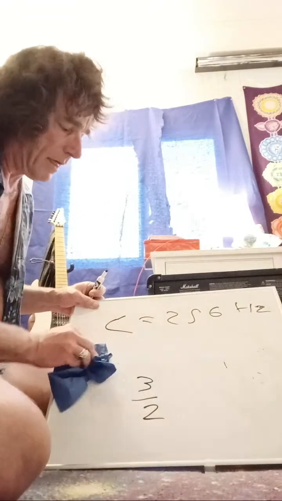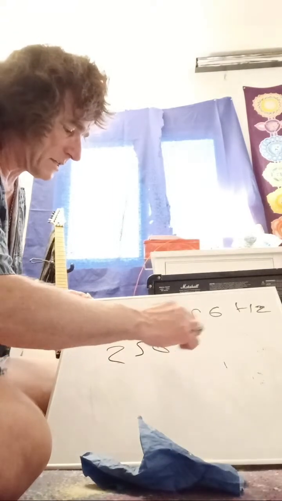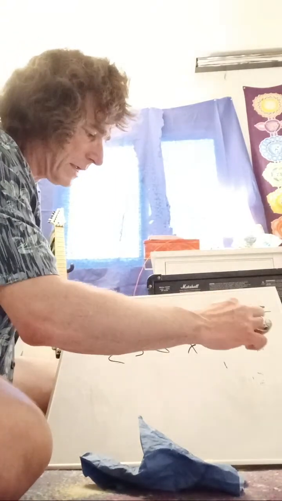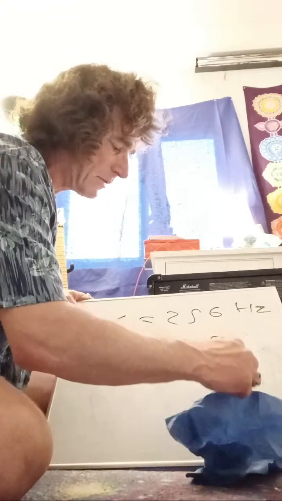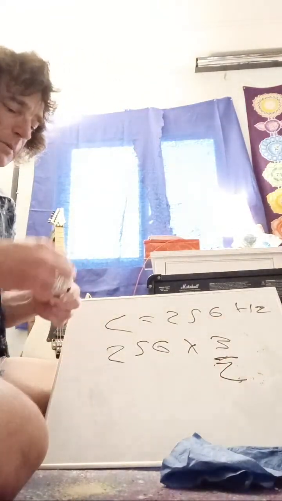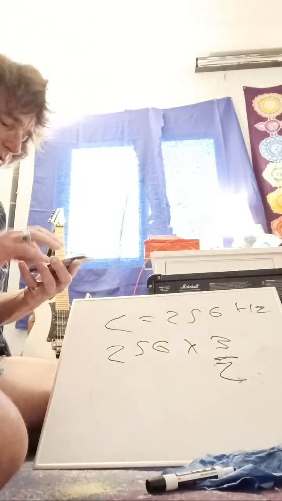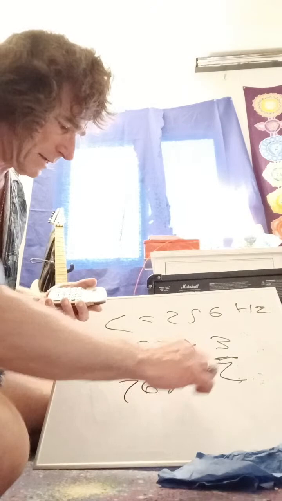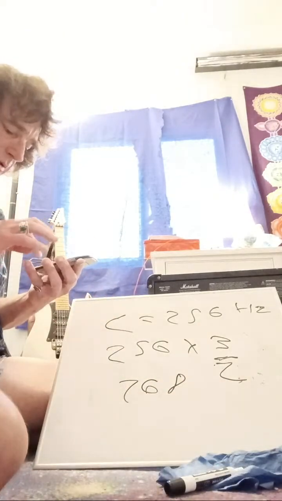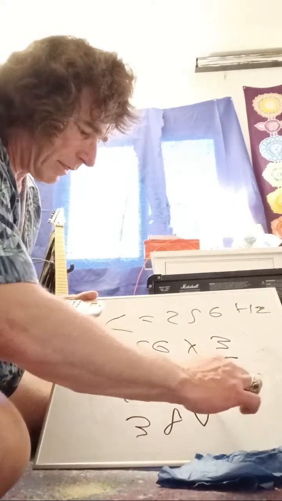So to go from the C to the G, you multiply 256 times 3 over 2. I'm just going to do it with a calculator right here because I didn't plan. I don't have any of this prepared. I'm just going to do it by the seat of my pants here. First, let's do 256 times 3. That equals 768. Then I'm going to divide that by 2, which equals 384.